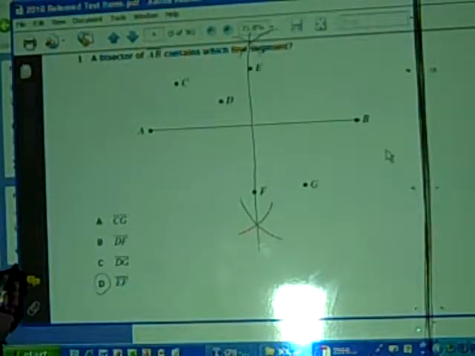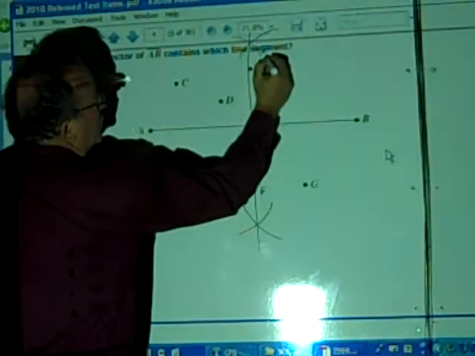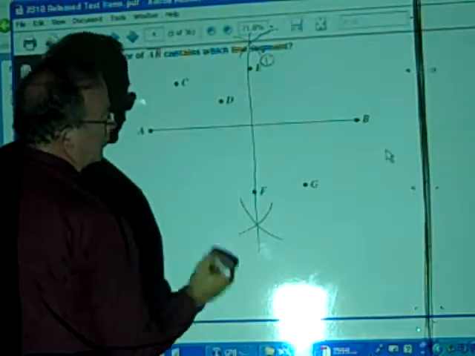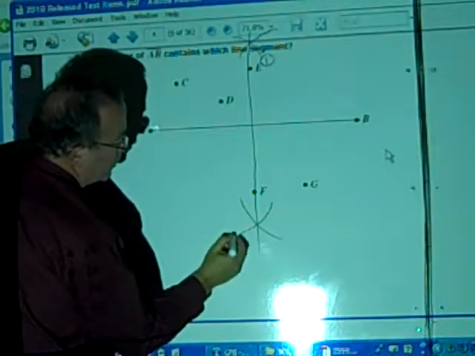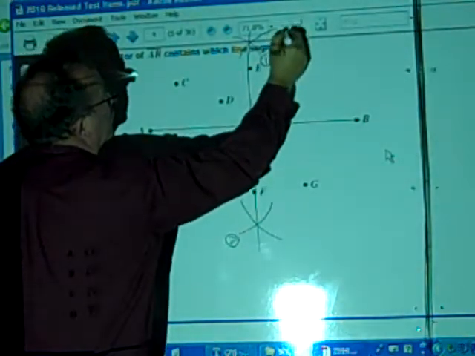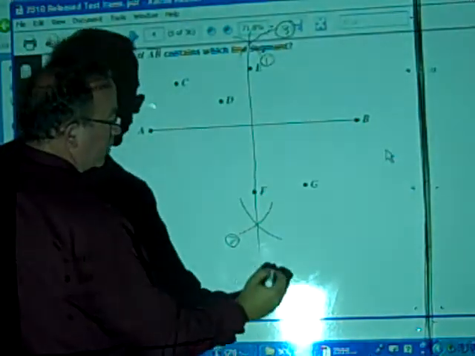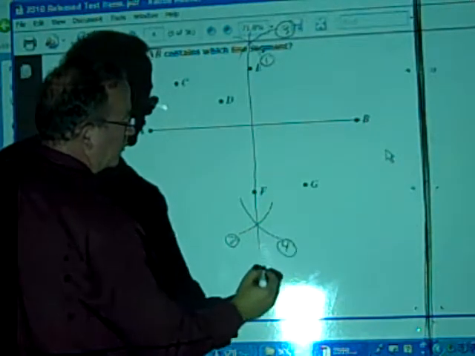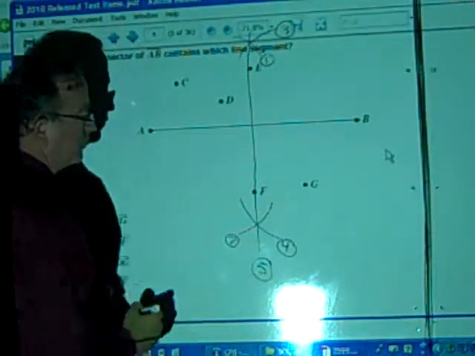Okay? Might be a good idea to go ahead and label the steps. This would be step number 1. Step number 2 is down here. Step 3, we'll put that one up here. And step 4 is down here. And then of course step 5 is drawing the line between them.